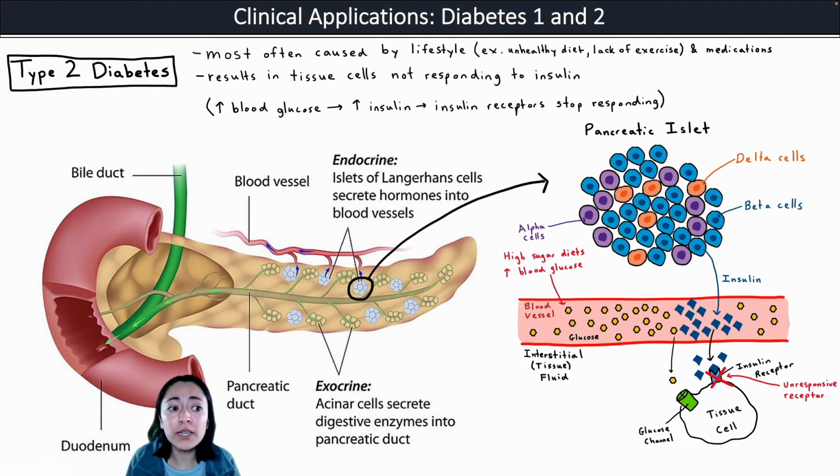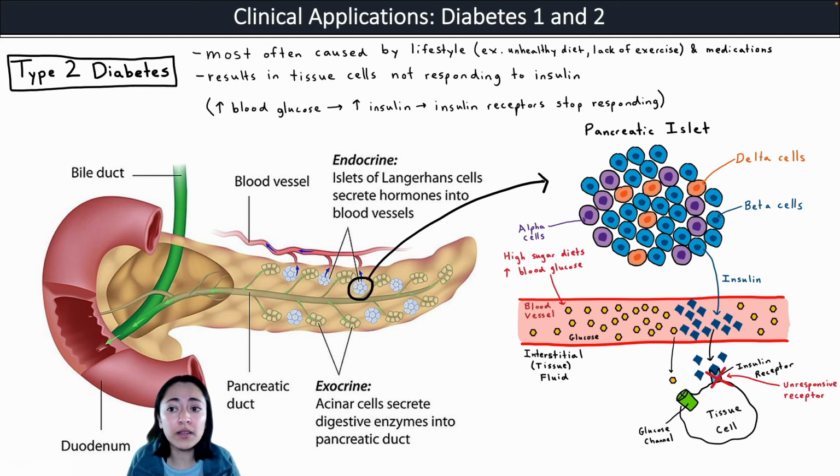So the best way to treat type 2 diabetes is to actually alter somebody's lifestyle. You want to be eating a diet that's lower in glucose, lower in simple carbohydrates, because that's going to lower your blood glucose levels and help to restabilize insulin production and lower the amount of insulin being produced. So eventually those insulin receptor cells can become more responsive over time. This will not be an immediate change. It probably will take a while for insulin receptors to become responsive again.